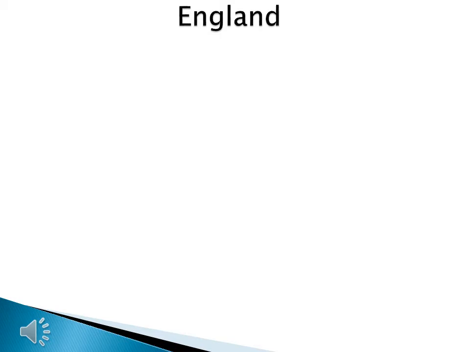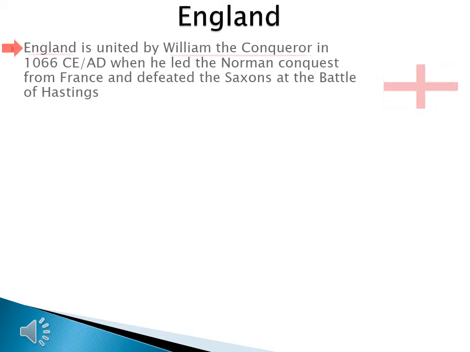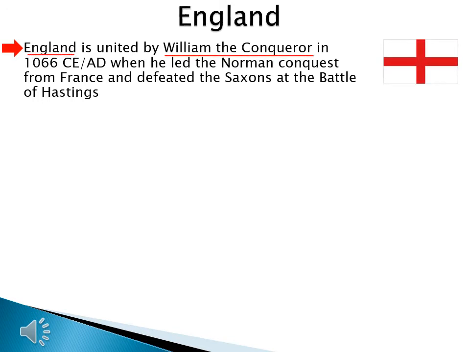We might be in a place with a homogeneous population where everybody's the same, but that doesn't mean that place is united. What normally happens is that someone comes along and unites all these people into one nation, and that's exactly what happens in England. England is united by William the Conqueror in 1066 CE when he led the Norman conquest from France and defeated the Saxons at the Battle of Hastings. William the Conqueror is the first king of England, but he won't be the last.